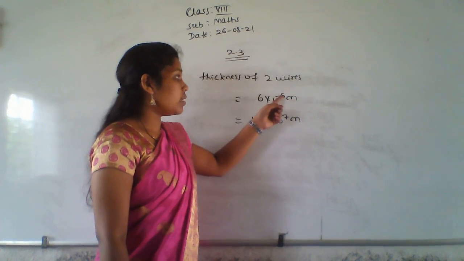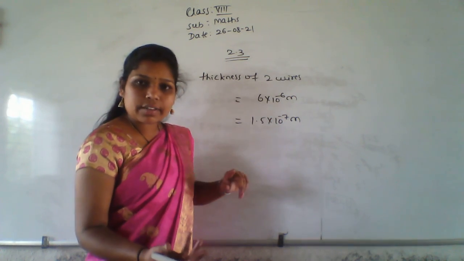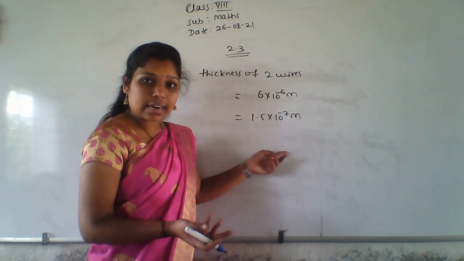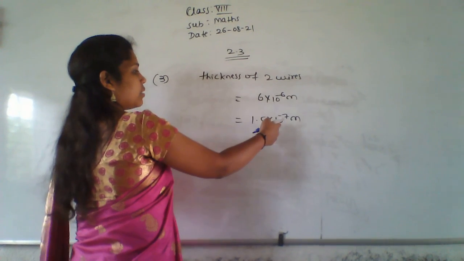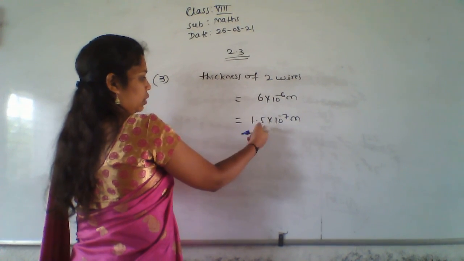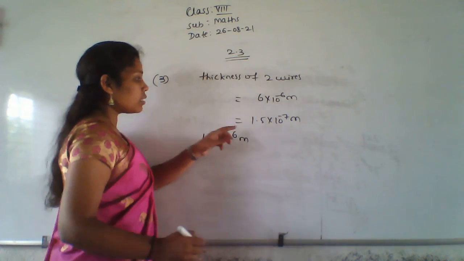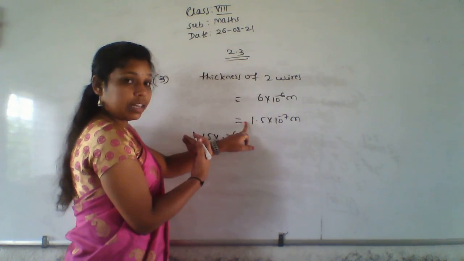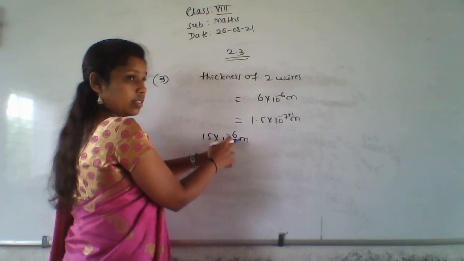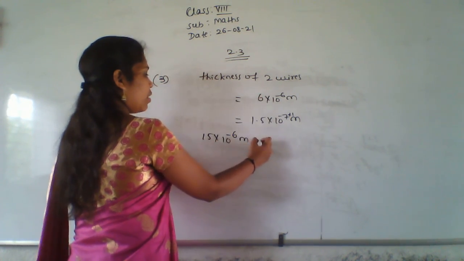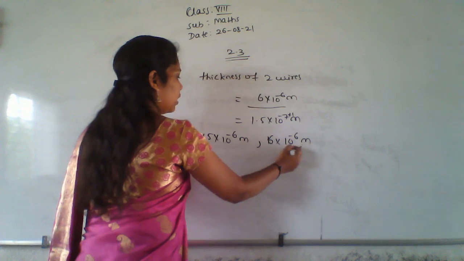Here 10 to the power minus 6 is given, and here 10 to the power minus 7 is given. Convert into 10 to the power minus 7 or else 10 to the power minus 6, so both are the same. So I will convert this one to 10 to the power minus 6. The point shifts to the left side, so that will be 15 into 10 to the power minus 6 meter. Left side means plus 1 here: minus 7 plus 1 is minus 6. Getting everyone? Here again the other value is 6 into 10 to the power minus 6 meter. Now the powers are the same.